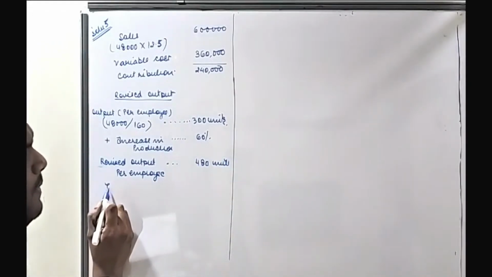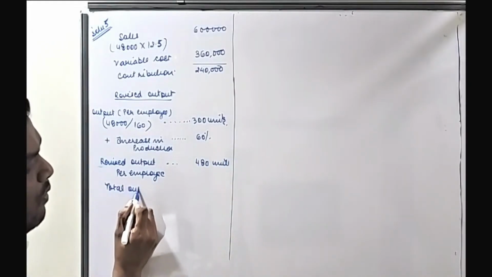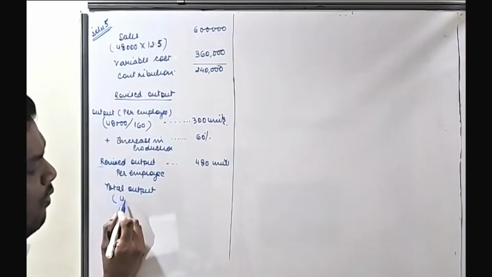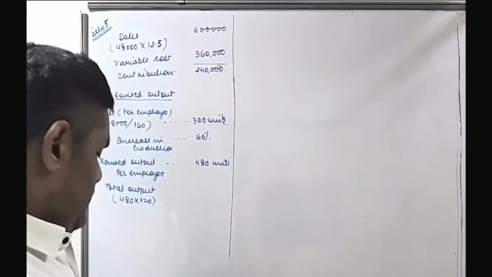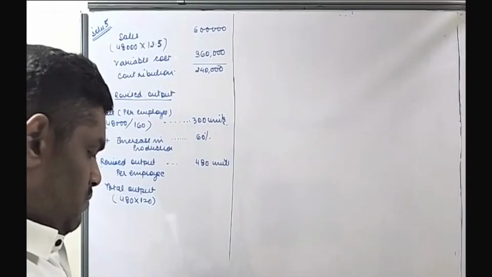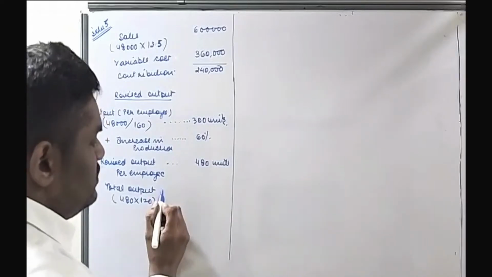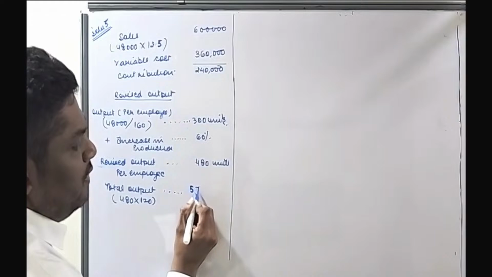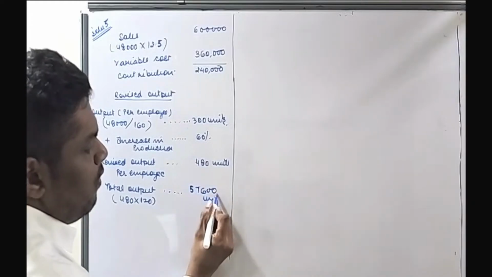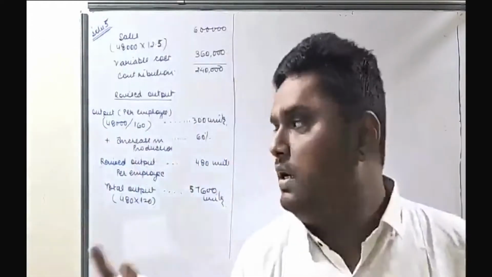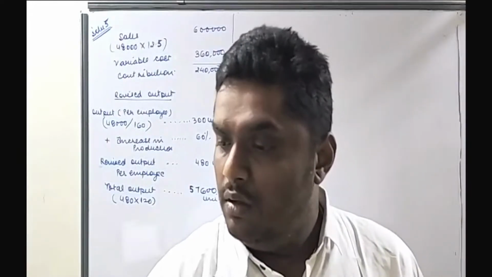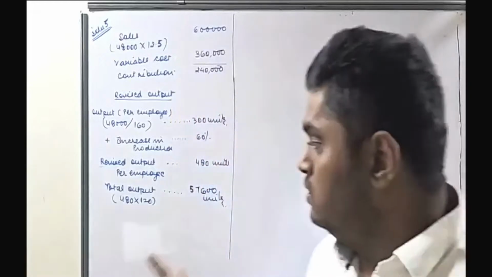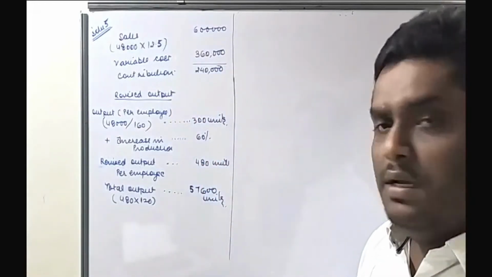So total output will be how much? 480 into 120 employees, because they are reducing the number of employees to, sorry, 120. So this will be 57,600. If you have any doubts till now, please post, because many students were not able to solve the question. So the revised output is 57,600.